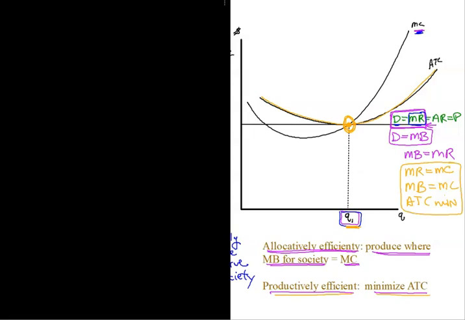And so the firm, not because it's worried about society, is just trying to maximize their profit where the marginal revenue equals the marginal cost. But in the process of doing so, they will be both allocatively efficient and productively efficient. Okay, that's what happens in competition.